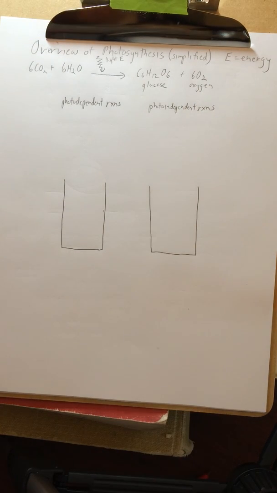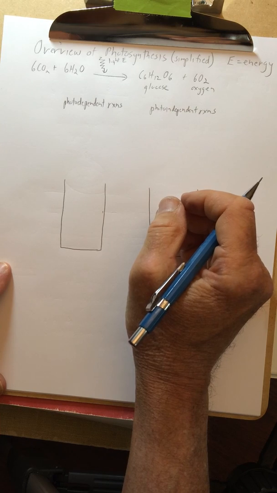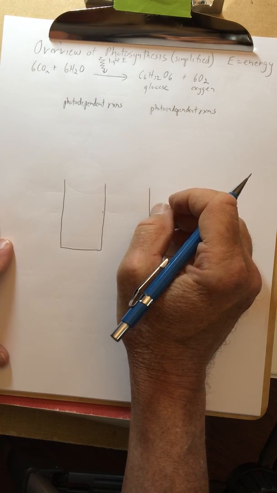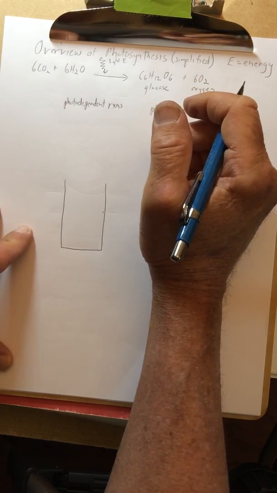And the photo-independent reactions at one point were called dark reactions, but that's not really a good term for them because they don't necessarily occur in the dark. They've also been called the Calvin cycle, and they typically are called the Calvin cycle because Melvin Calvin was the one who discovered this process.